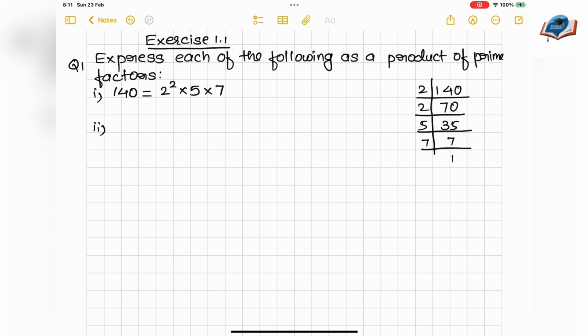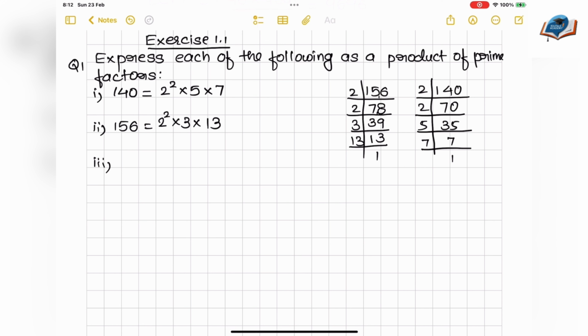In the same way, the second one says 156. For 156, if I divide by 2, 2 sevens are 14, so 78. Again 2, so 2 threes are 6, so 39. Now 3 ones are 3, 3 thirteens are 39, so 13. So 2 square into 3 into 13.